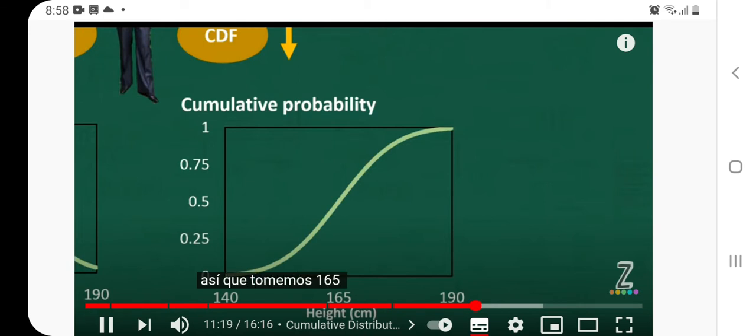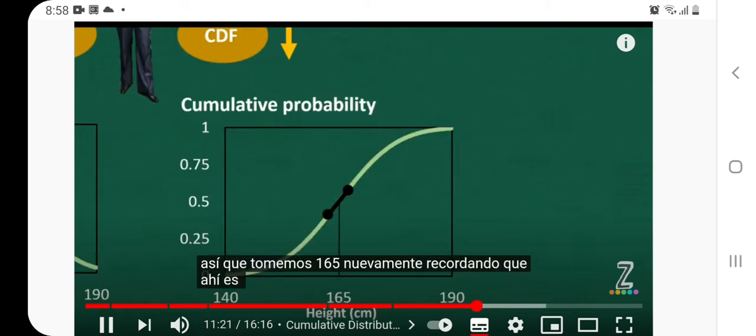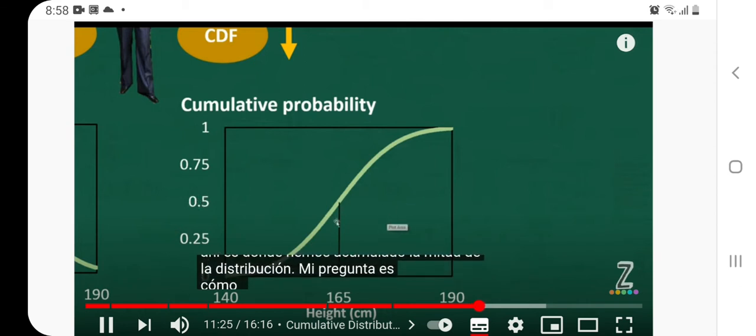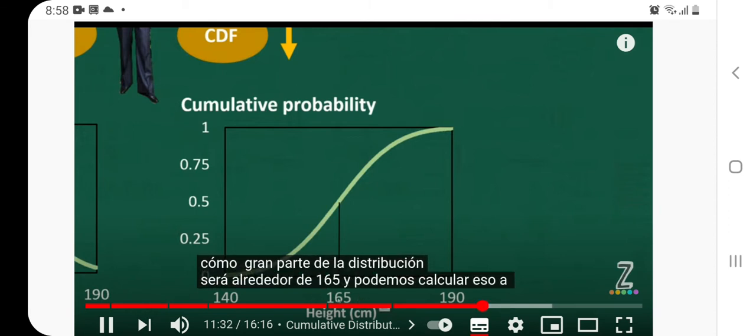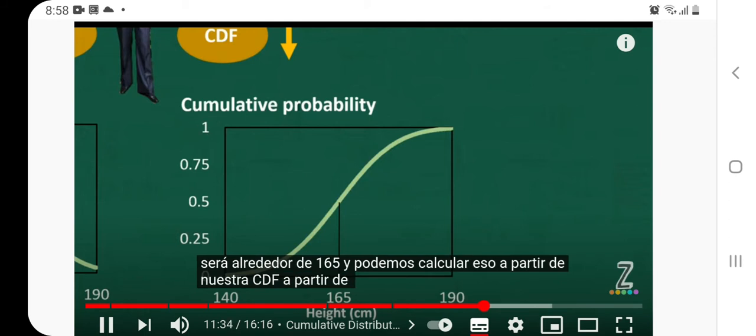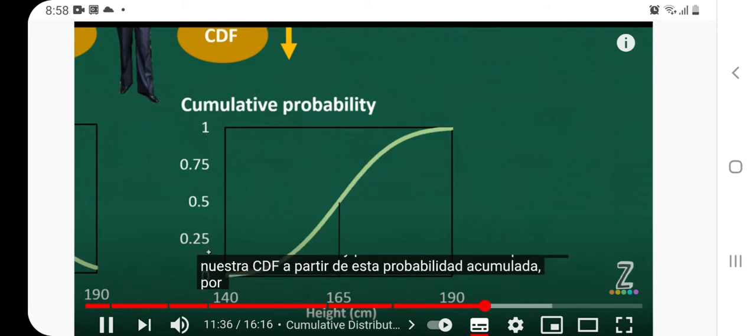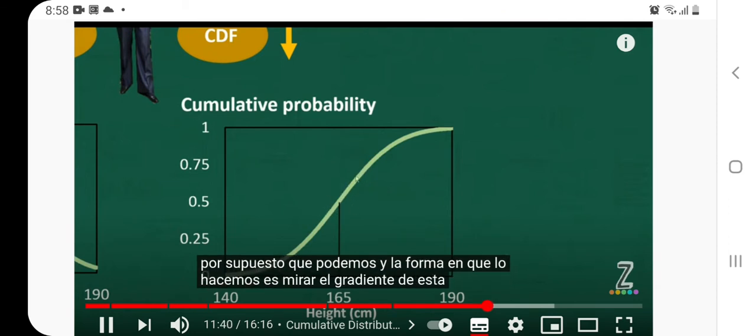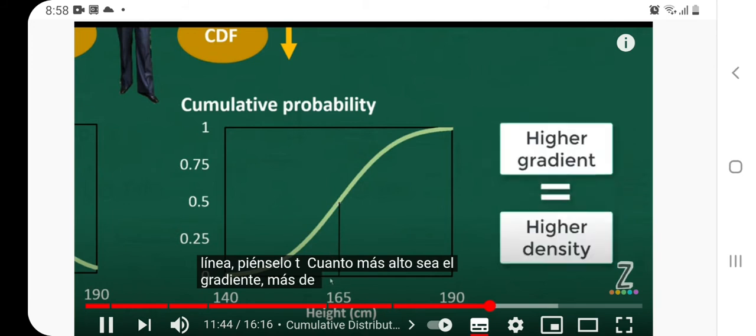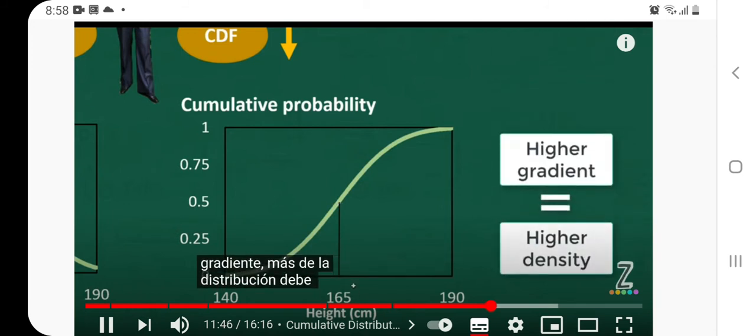So let's take 165 again, remembering that that's where we've accumulated half of the distribution. My question to you is, how much of the distribution is going to be around 165? And can we gauge that from our CDF, from this cumulative probability? Well, of course we can. And the way we do it is we look at the gradient of this line. Think about it. The higher the gradient, the more of the distribution that must be hovering around 165.